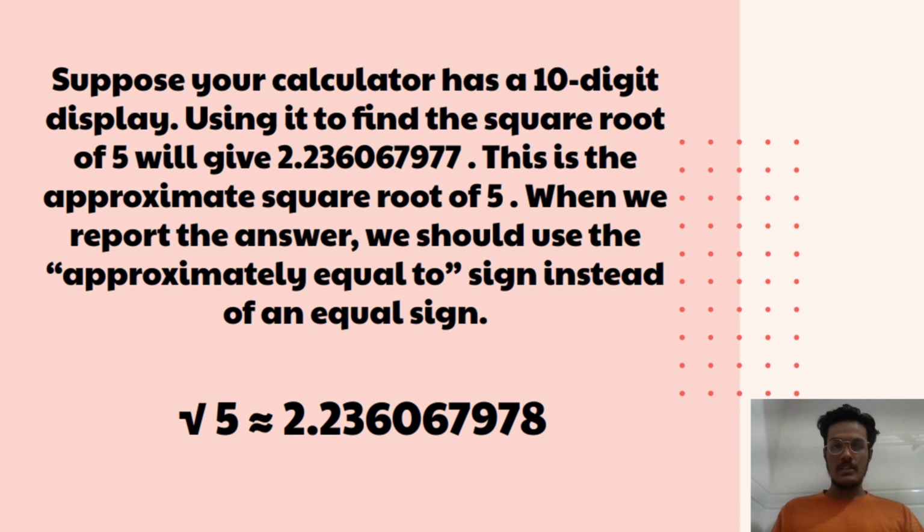When we report the answer, we should use approximately equal, not exactly equal, to 2.23 like that. We should always use the approximation symbol, not an equal symbol. Instead of equal, we will use the approximation symbol. You can see here root of 5 is approximately equal to, not equal to, 2.236067978. This is an approximate value, not the exact square root of 5. It is an approximation.